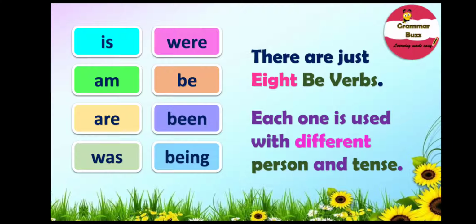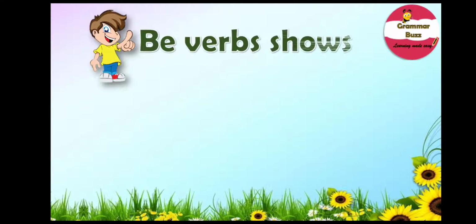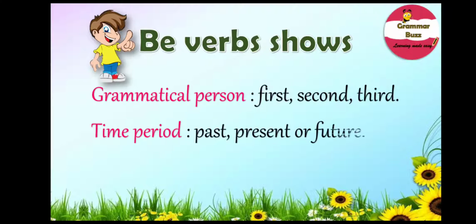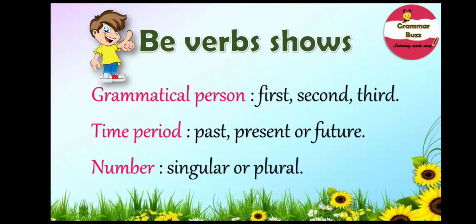Okay, but before we go on to that, something that you should know. These are some interesting facts about be verbs. Be verbs show grammatical person, that is, first person, second person, and third person. They tell us about time period, that is, they tell us about the past, present, or future. And they also show whether the given noun is a singular noun or plural noun. Isn't that an interesting fact about be verbs? Sure it is.